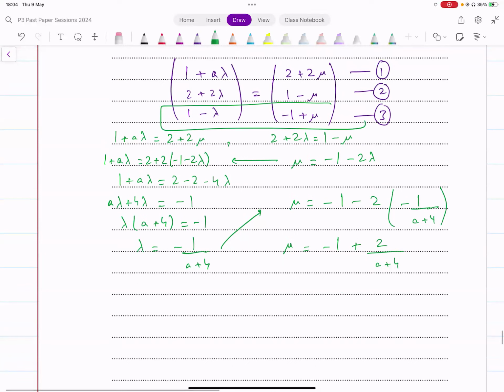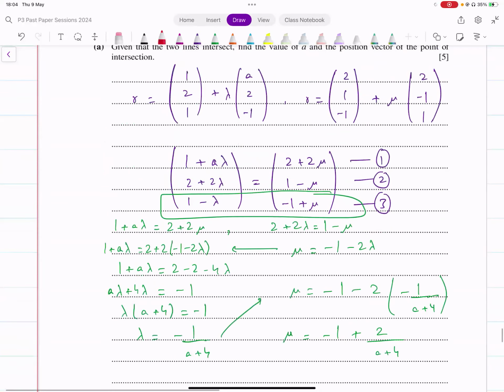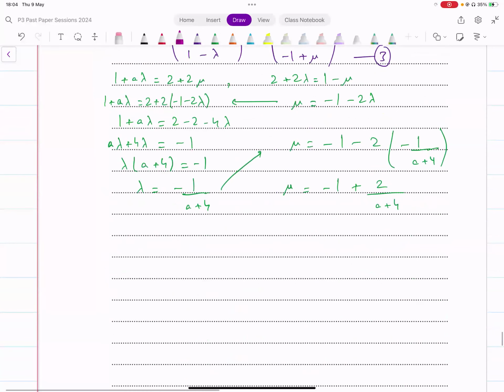Now, if the lines intersect, what that means is the values of lambda and mu that you found here should satisfy the third equation as well, because only then the lines intersect, otherwise they would be skew. They have given that the lines intersect, so the third equation should also satisfy these values. Let's put these values in that third equation. What's that third equation? 1 minus lambda equals minus 1 plus mu. This is your third equation.